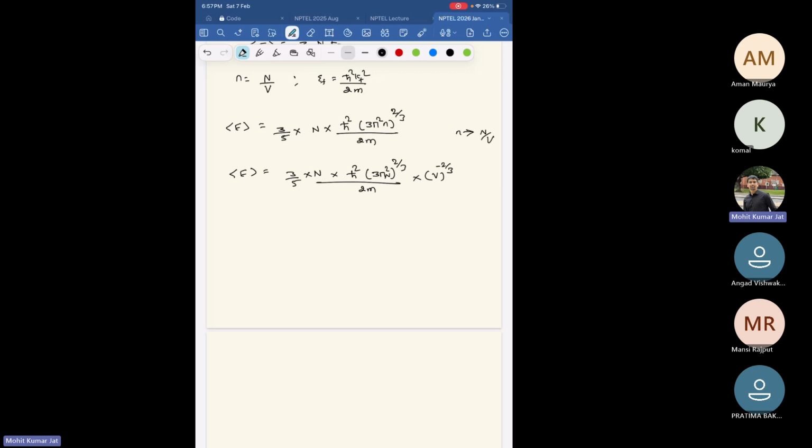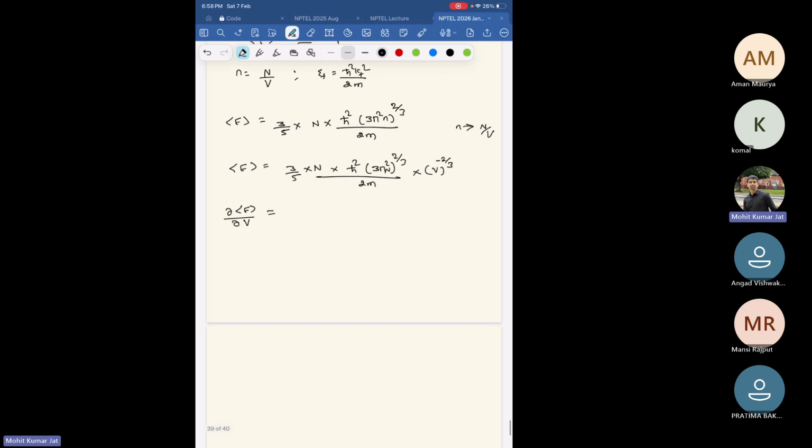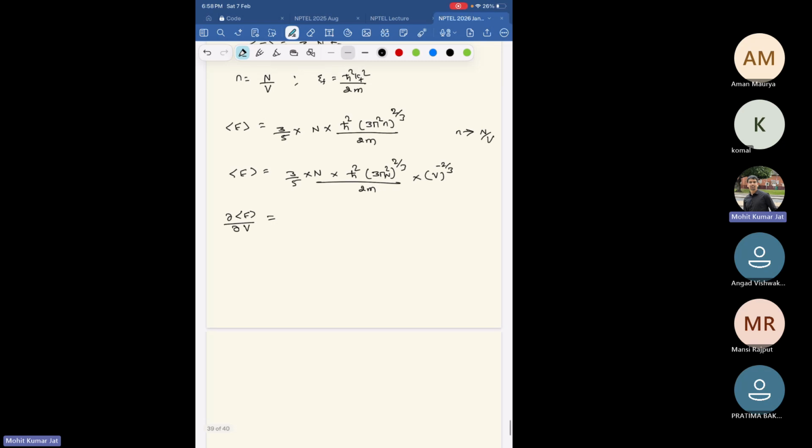If that's the case, if I take the differentiation of it, that's what the pressure will be, right? Del E by del V. If I compute it, what I will get is minus 2 by 5 times n by V times h bar square, n by V to the power 2 by 3 by 2m, and this is nothing but, you know, EF.